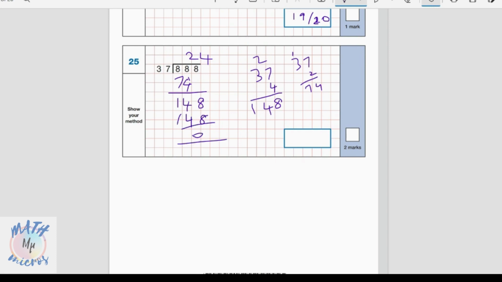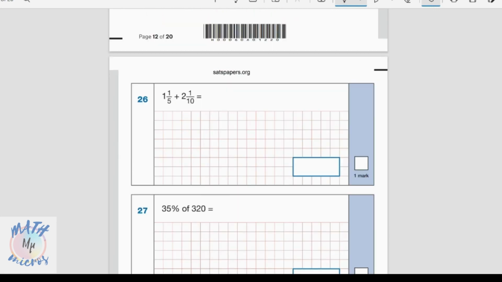Since 4 times 37 is 148, the answer is 24. 26th question: 1 by 5 plus 2, 1 by 10. Looking at these fractions is so intimidating, so maybe we can try with the decimal, which is quite easy. So I'm going to convert this fraction, 1 by 5, into a decimal.